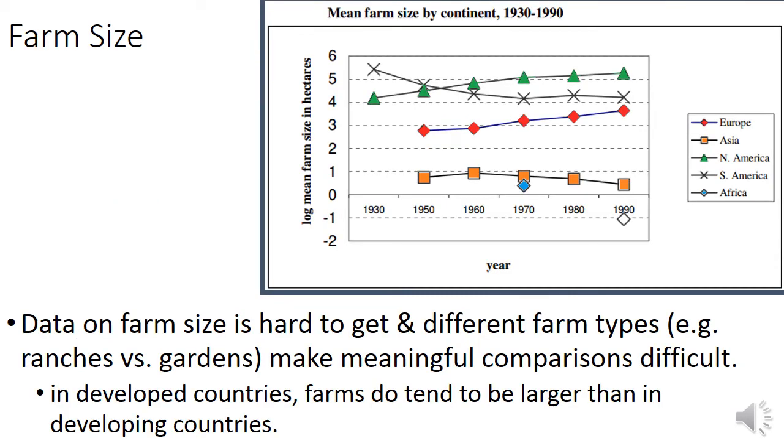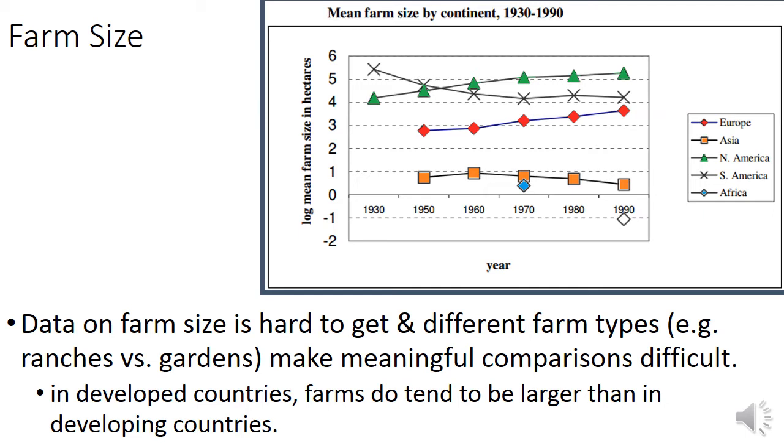And a couple visuals to help you visualize some of that stuff we're just talking about there. Okay, finding data on farm size is actually kind of difficult as there's a lot of different farm types, right? Ranches or gardens. What exactly do you count as farm size, right? Does a garden you have in your backyard count? So that makes kind of meaningful comparisons between areas difficult.